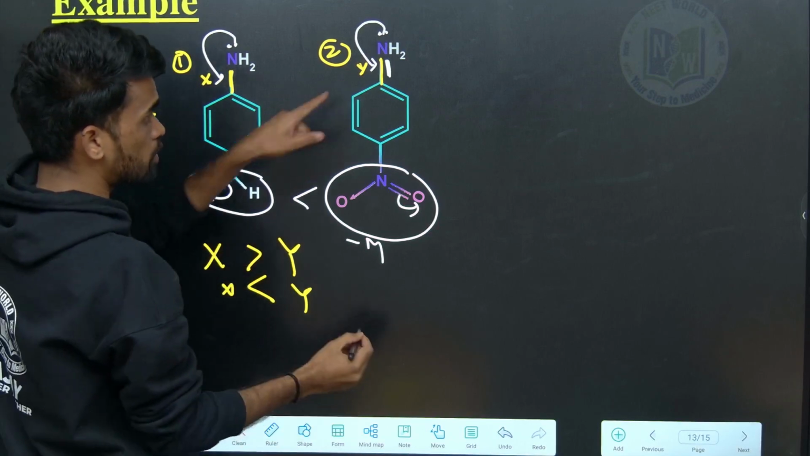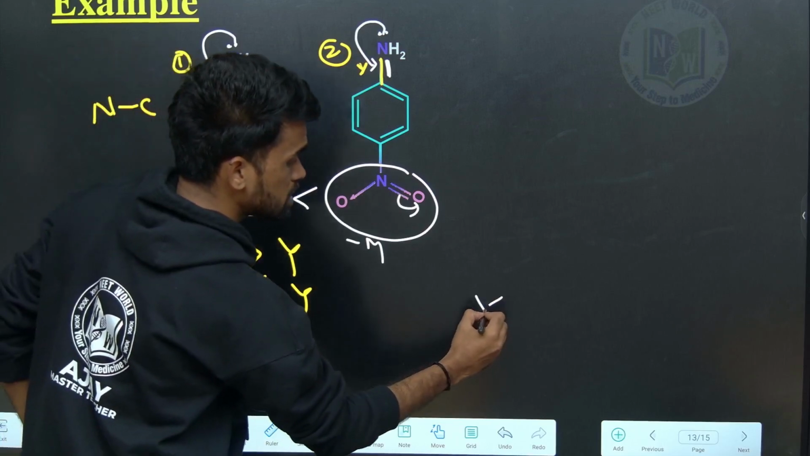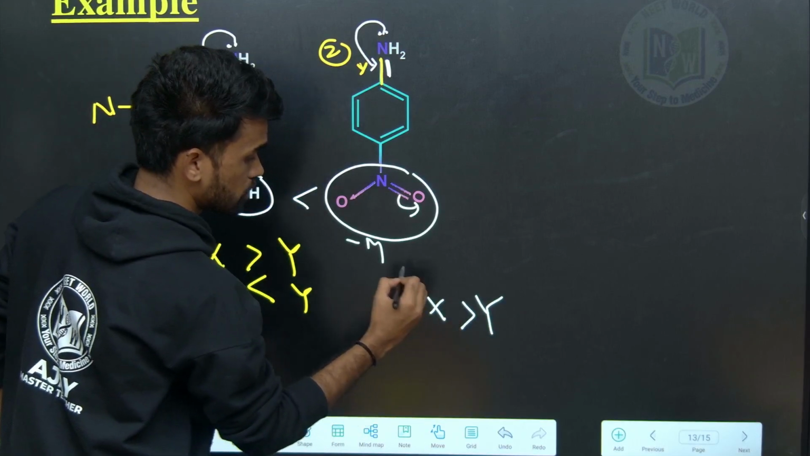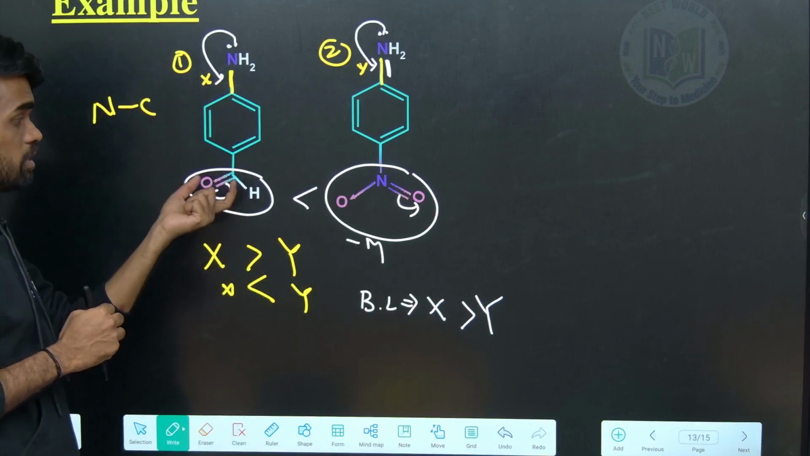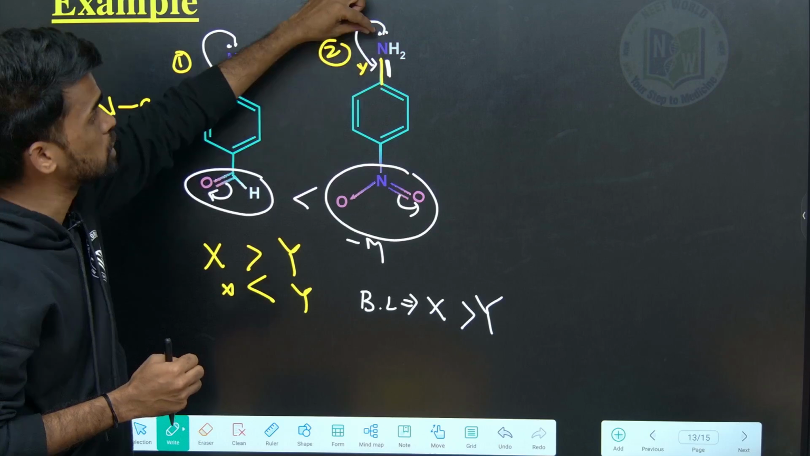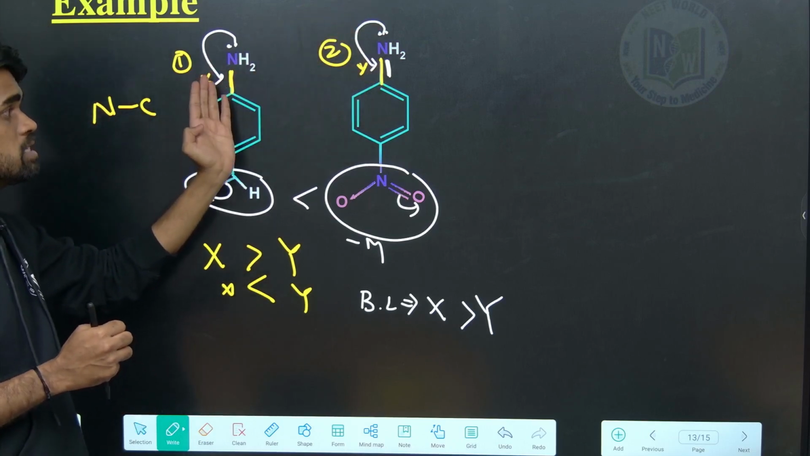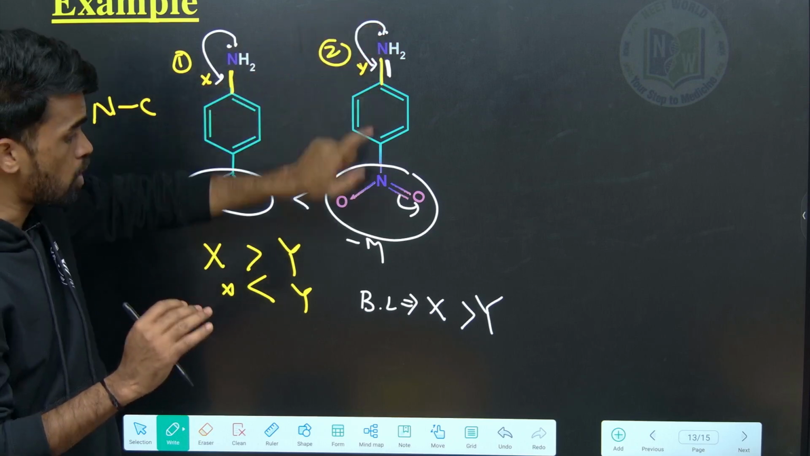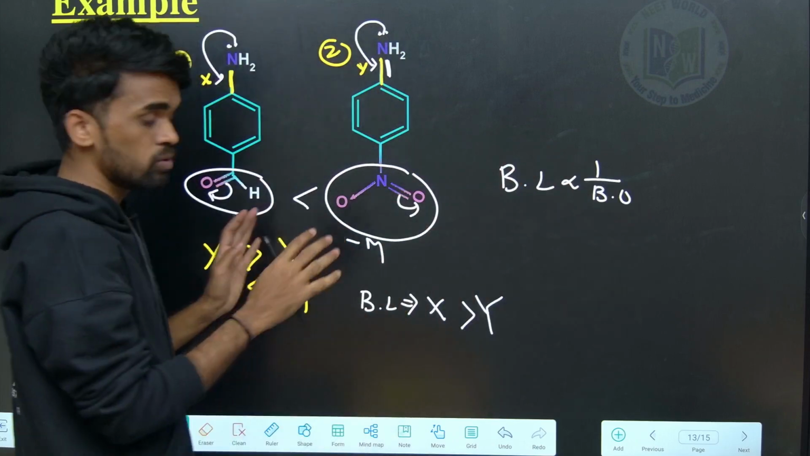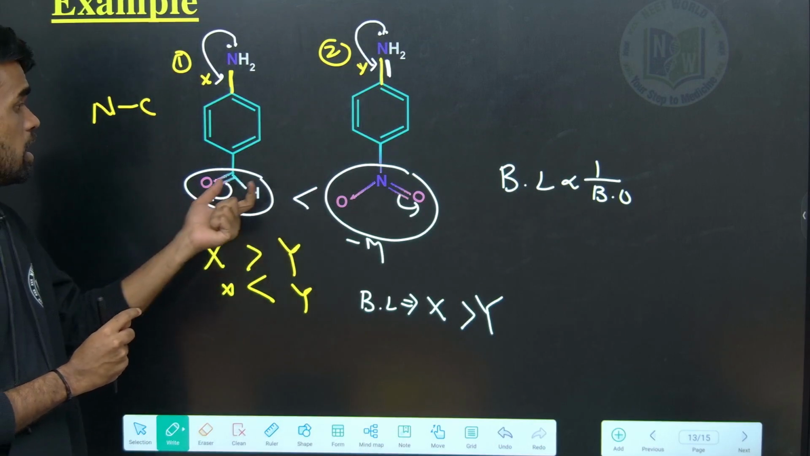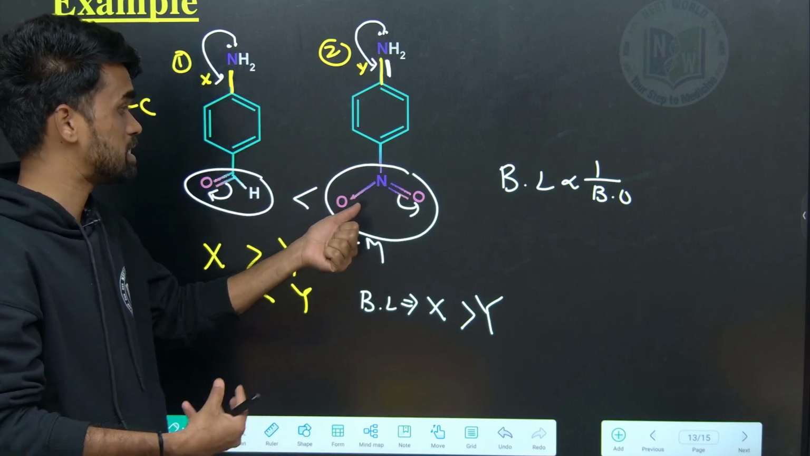So I can say double bond character will be more here, so the bond length will be less in this case. So I can say Y has less bond length than X. So this is the order you can write. The minus M effect of this is more, so it withdraws the electrons more effectively and creates more double bond character here when we compare with this. More double bond character means less bond length, as bond length is inversely proportional to bond order. So this is how we can use the applications of this, based on their minus M effect strength or plus M effect strength.